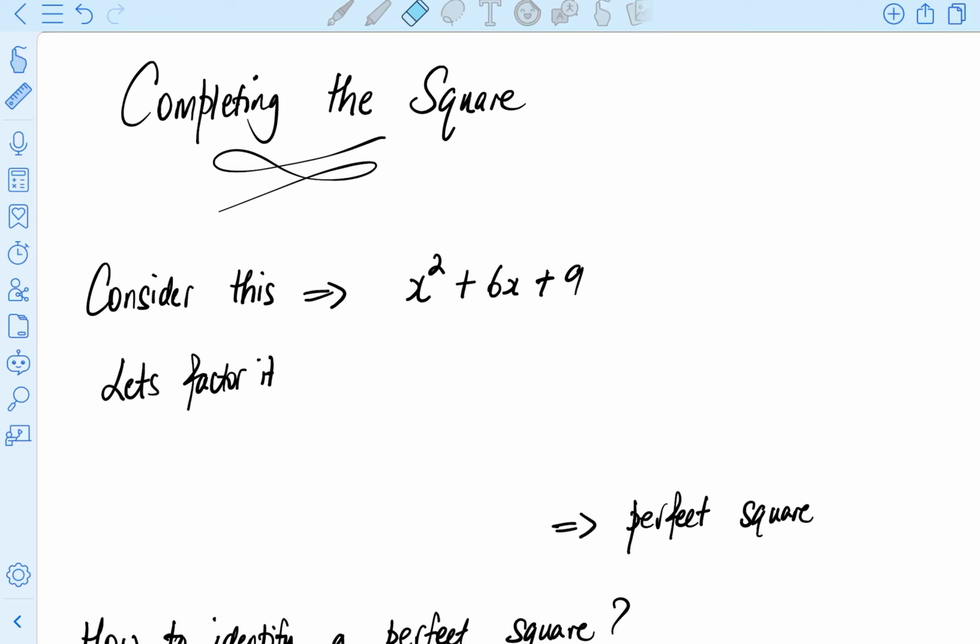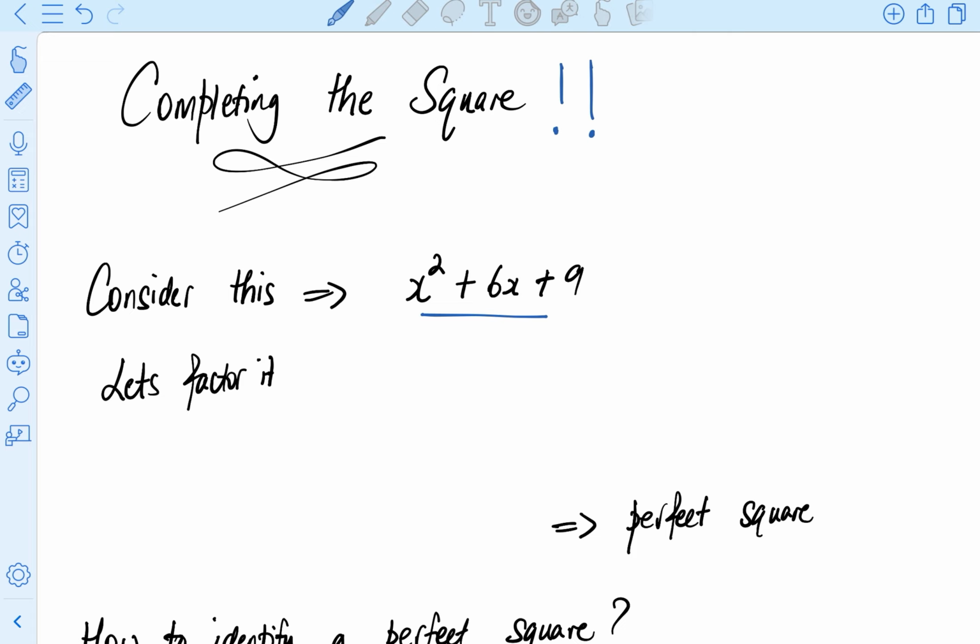Hello, everyone. This is O'Shane, and today we're going to be looking at completing the square, right? But more importantly, we're going to be looking at solving quadratic equations by completing the square. This is where I'm going to start this one.